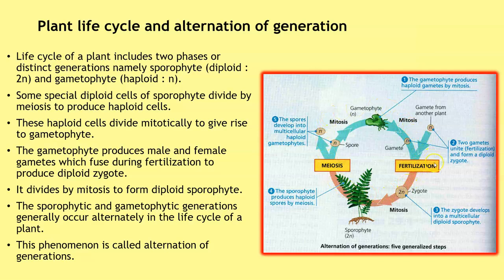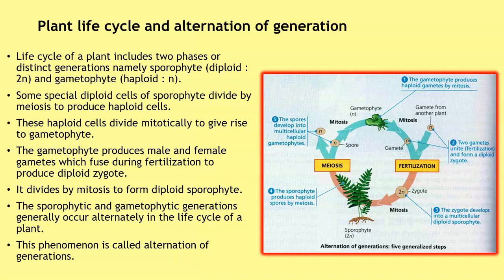So you will see in the life cycle alternately there is a haploid state, then there is a diploid state, again there is a haploid state. So the sporophytic and gametophytic generations generally occur alternately in the life cycle of plants, and this phenomenon is called alternation of generations. Students, this distinct alternation of generations is seen in all plant species.